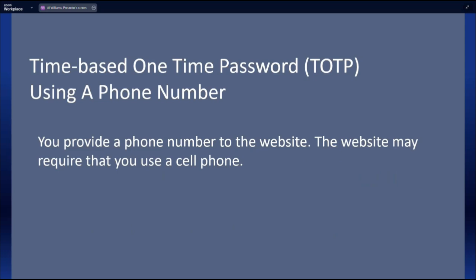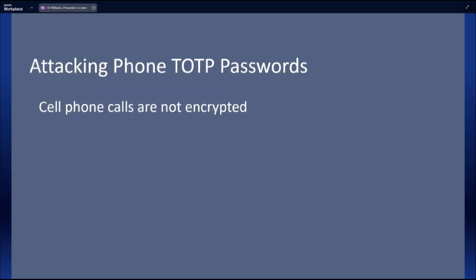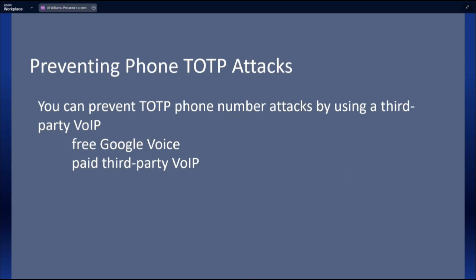to get your TOTP. Now, websites frequently require that you use a cell phone. They know an awful lot about phone numbers. So if that does happen, what you have to rely on is that the website will call your phone and read the TOTP digits to you. There is a problem there because cell phone calls are not encrypted. Cell phone calls can be encrypted, but it has to be done at the cell phone tower that's near you, and it's difficult to do. So this attack is very unlikely. As I just said, one way to deal with this is a free Google Voice number or a paid third-party VoIP number.